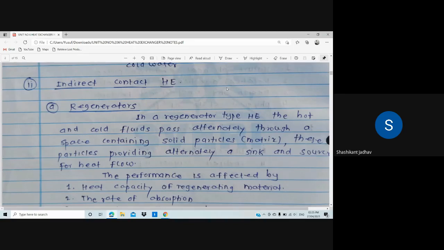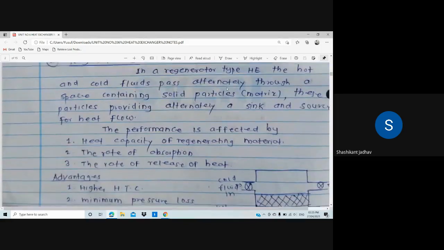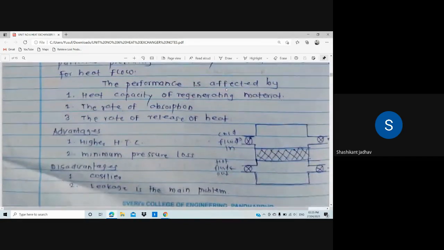Okay, then write down the next line. The performance is affected by, that is, what the performance of the heat exchanger, or the rate of heat transfer, depends on. So write down, the performance is affected by, first, heat capacity of regenerating material.